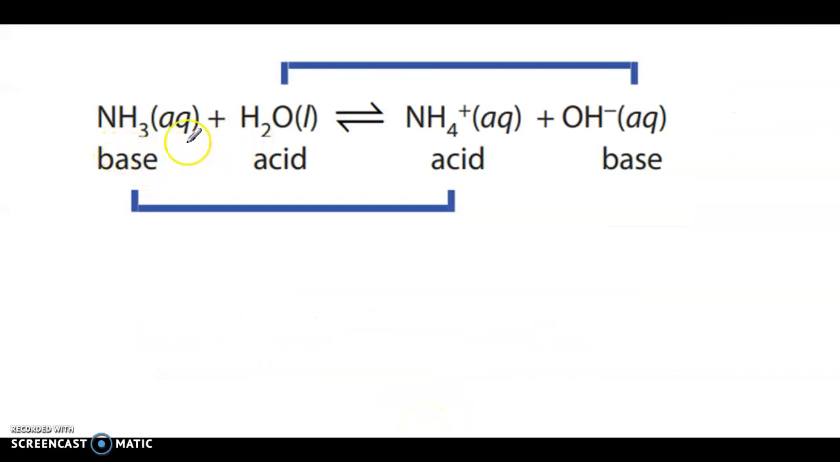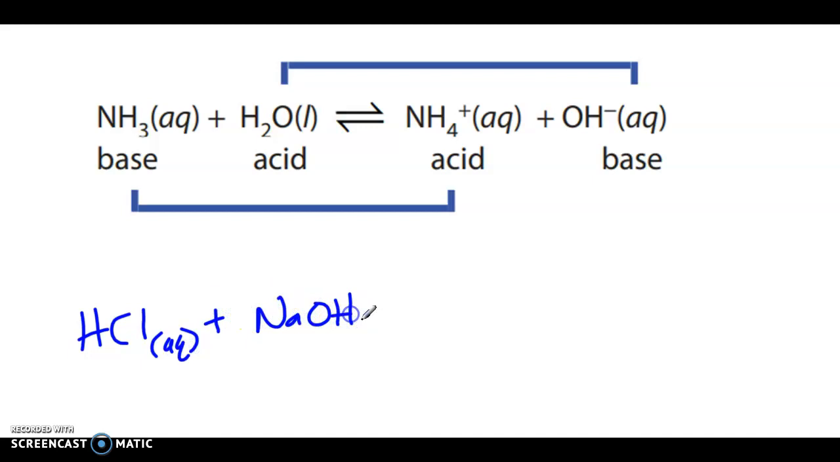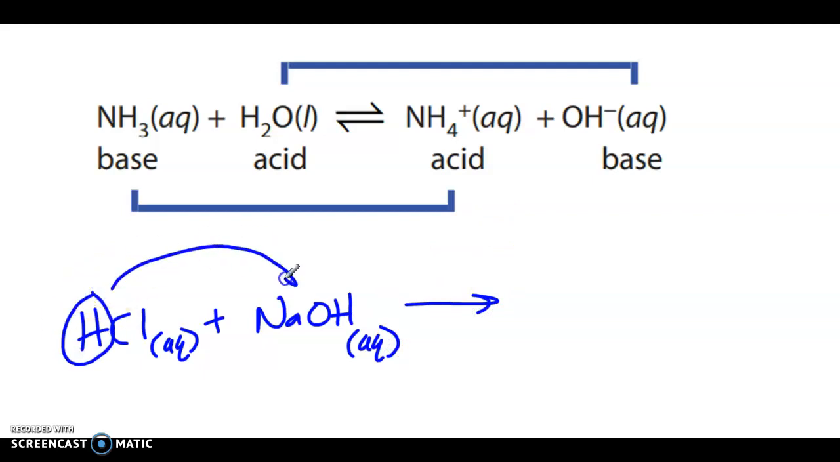So here we have a base reacting with an acid. You're probably thinking to yourself, well, this is water. How is this a base? Let me use a different example to start, something you're a little bit more familiar with. Let's say I had hydrochloric acid reacting with sodium hydroxide. When we have this reaction happening, the hydrogen is being lost from this HCl molecule.